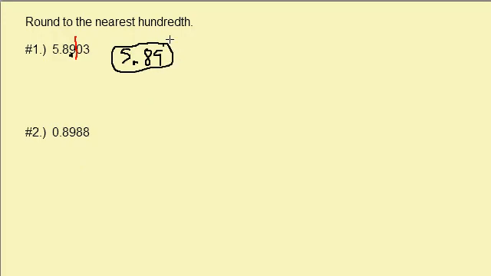Okay, the next one, 0.8988. So we find the hundredths place, and that's right here, the 9. There's tenths, hundredths. So we need to look to the right of the 9. That's an 8, so the 9 rounds up. Well, that would round up to 10, but we can't put 10 there, so we need to add 1 to the 8. So that would round to 0.9, and that would be our final answer.